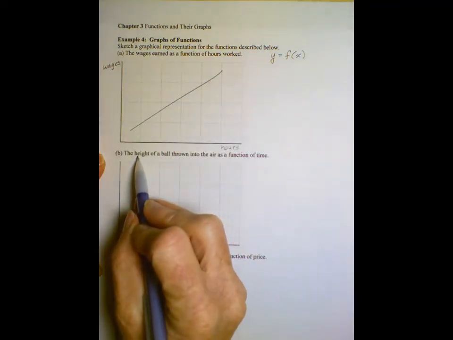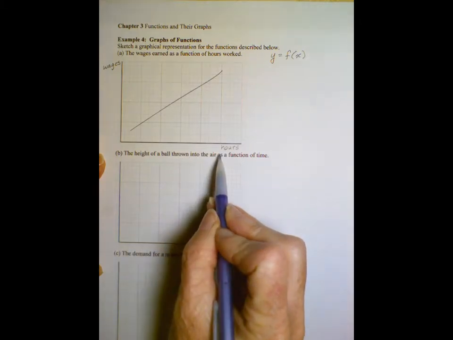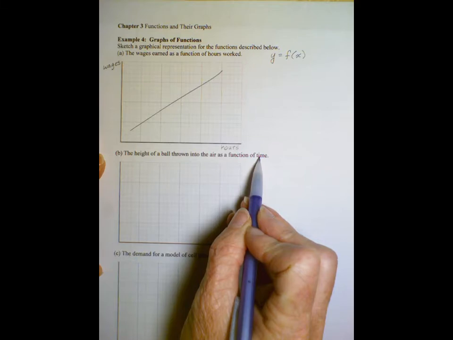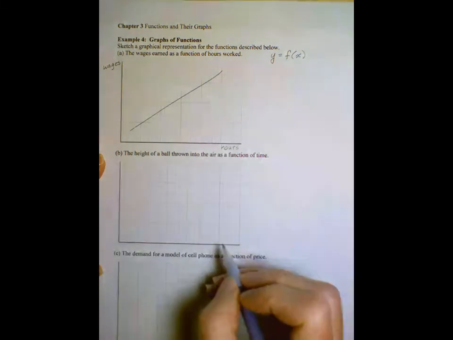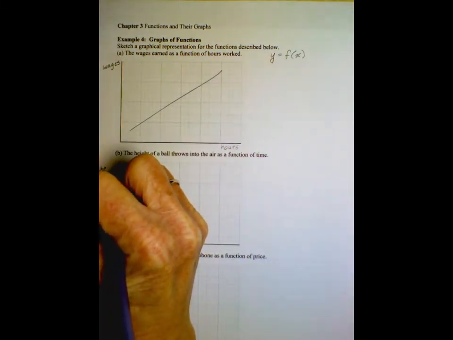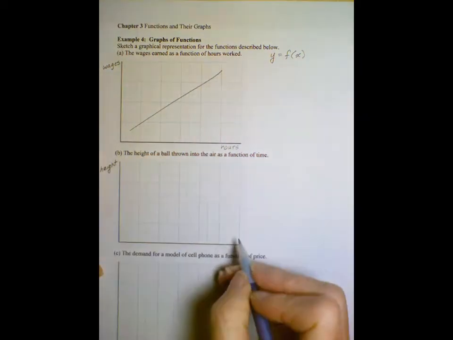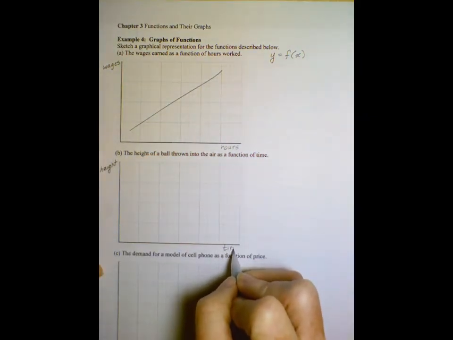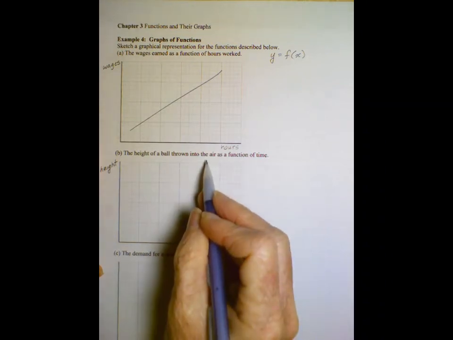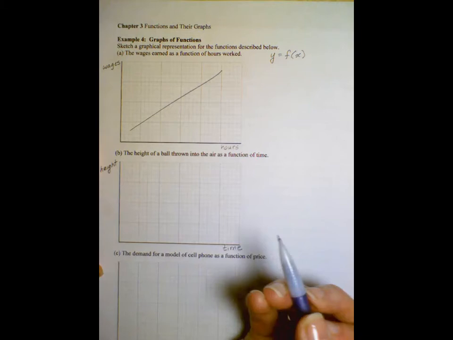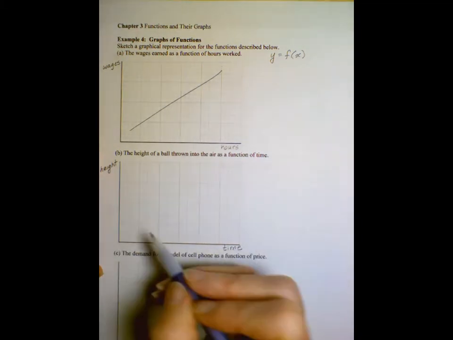Okay? B, the height of a ball thrown into the air as a function of time. Height as a function of time, right? So height would be our y-axis, y as a function of x, right? Now, what do we expect that to do? So the height, we'd expect it to start at 0, right? If it's just starting from the ground.